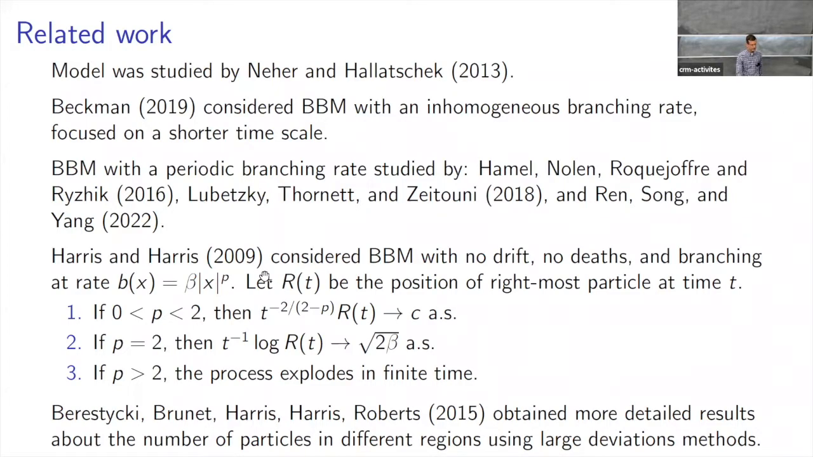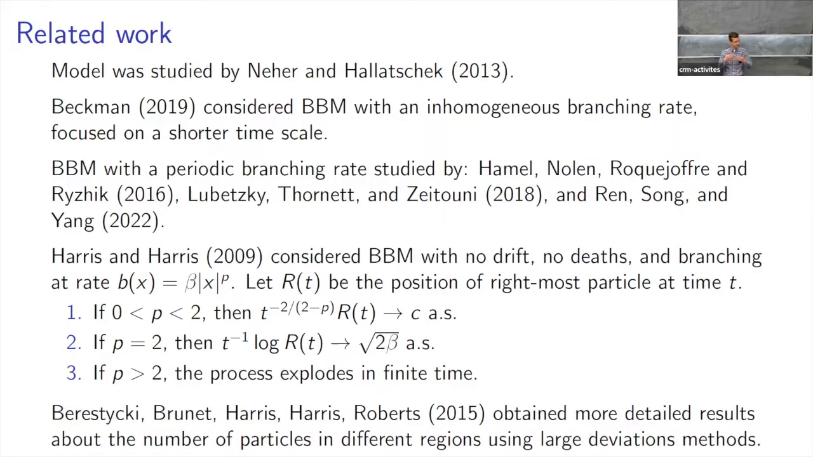In 2009, John Harris and Simon Harris considered branching Brownian motion in which there is no drift, there are no deaths, and a particle at x branches at a rate given by a constant times the absolute value of x to the power rho. And they show that if we denote by R(t) the position of the rightmost particle at time t, then for rho between 0 and 2, the rightmost particle at time t grows like t to the power 2 over 2 minus rho. If rho is equal to 2, the position of the rightmost particle grows exponentially fast.